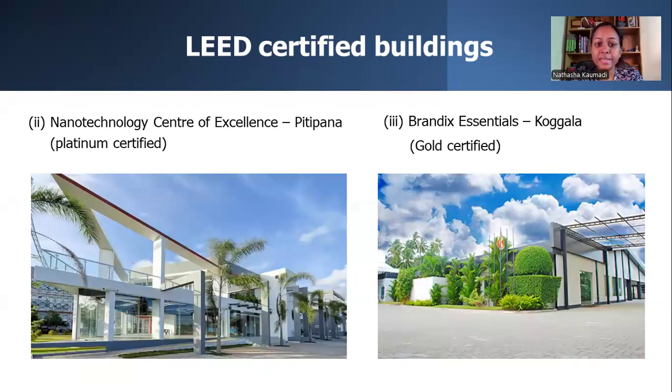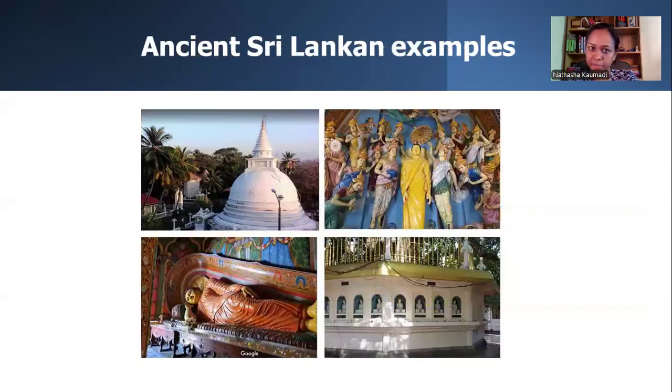And we have more examples. Pittipana Nanotechnology Center of Excellence. See, natural light is there. When they are designing the building, they have used it. And then Brandix Essential Buildings at Kongala. It is a gold certified building. Greenery concept, natural ventilation, natural sunlight and all. So they have considered all these aspects.